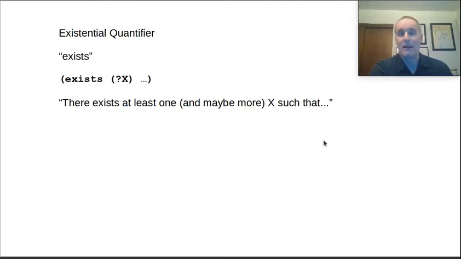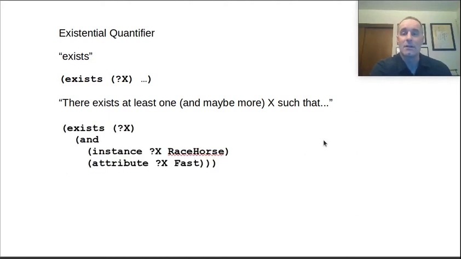The key thing about the existential quantifier is that it commits you to there being at least one of these things, but there may be more, and you don't know. So it's uncommitted as to some of these details. There exists at least one, and maybe more, x such that the following. Here is another example statement, and note how it's very similar in form to the previous formula, but the content, the meaning, is quite different.